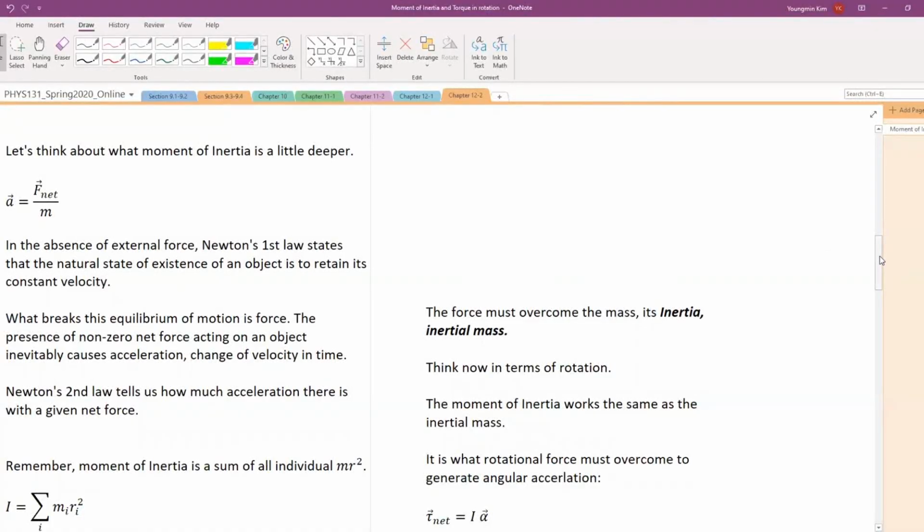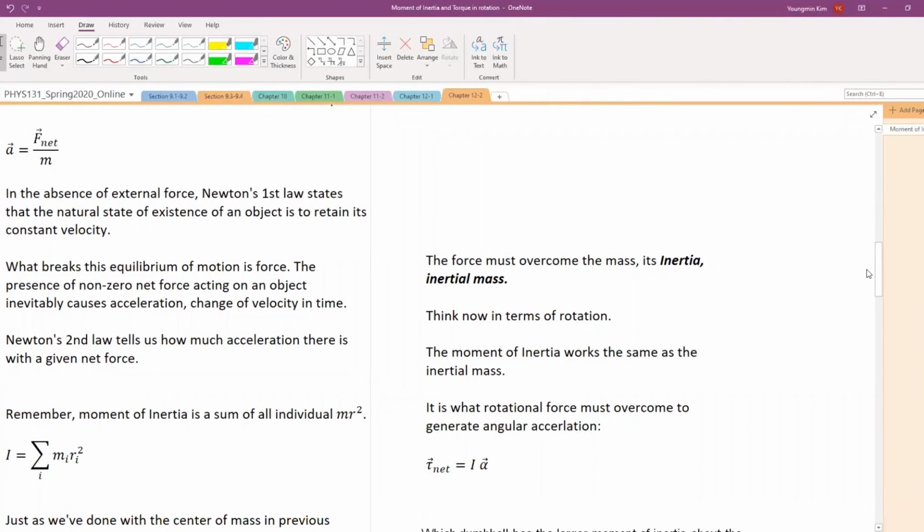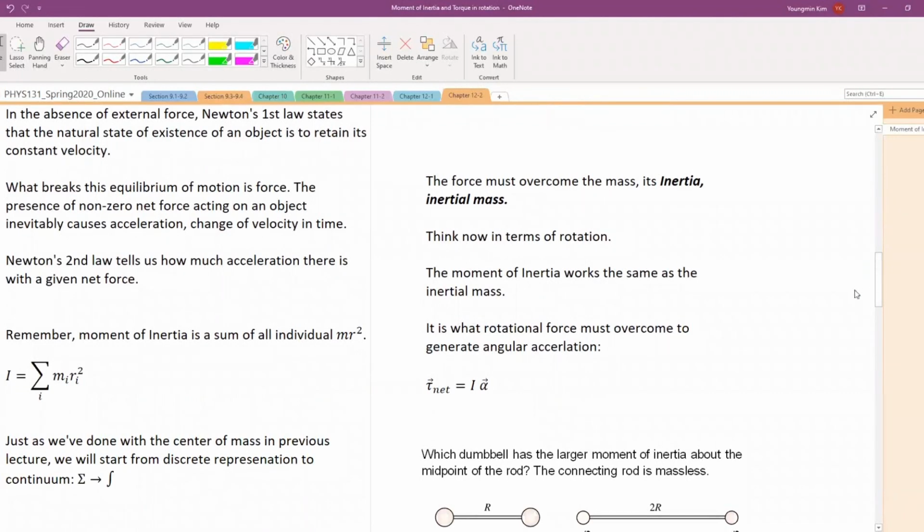Now think the same concept in terms of rotation. The moment of inertia works the same as an inertial mass. Hence, there is the term inertia. It is what rotational force must overcome to generate angular acceleration. When the same amount of rotational force is applied to an object that has a relatively larger moment of inertia, the resultant angular acceleration would be less. And that rotational force, so to speak, is torque, which we will learn later in this lecture.